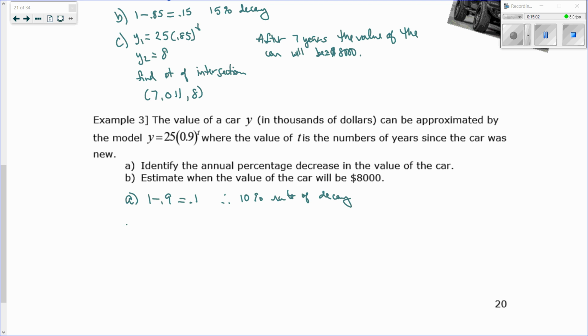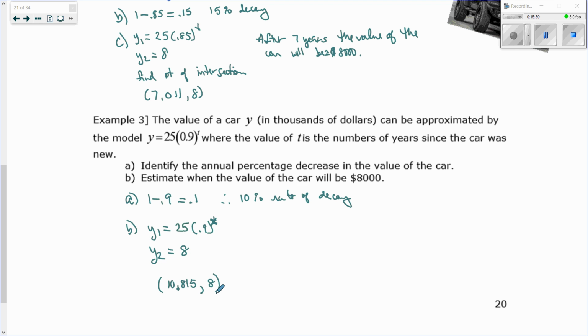And then for part B, in y1, I'm going to fix what I have. I'm going to change that 0.85 to a 0.9, and change the t to an x because on the calculator it'll be an x. And y2 will still be 8. When I do this, I would have the point 10.815, comma 8. So this happens sometime after 10 years, or during the 10th year, I should say.